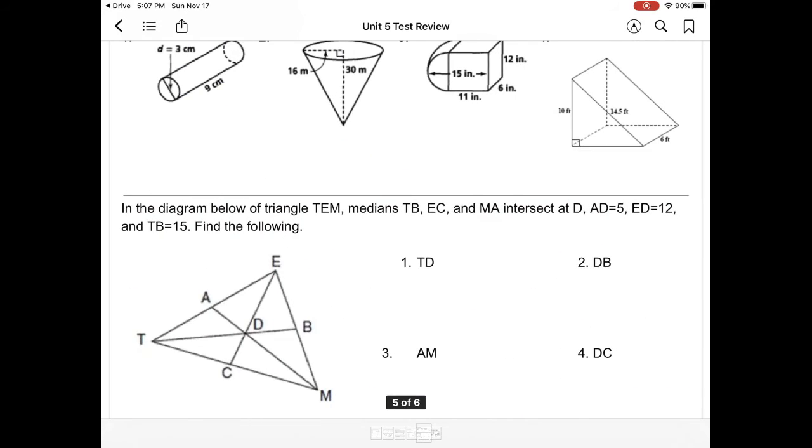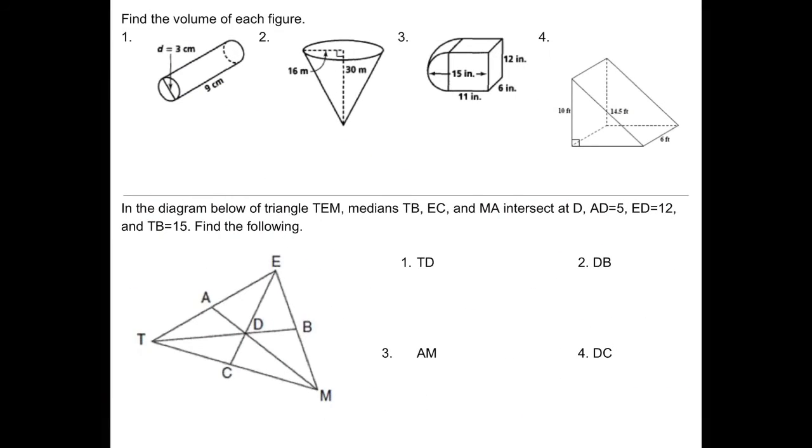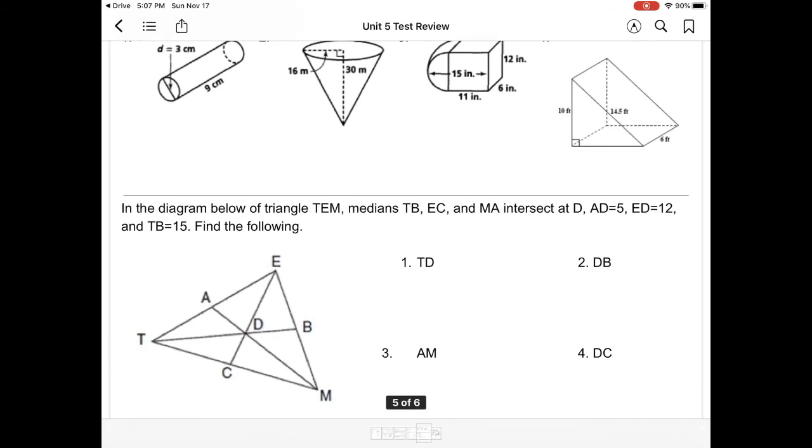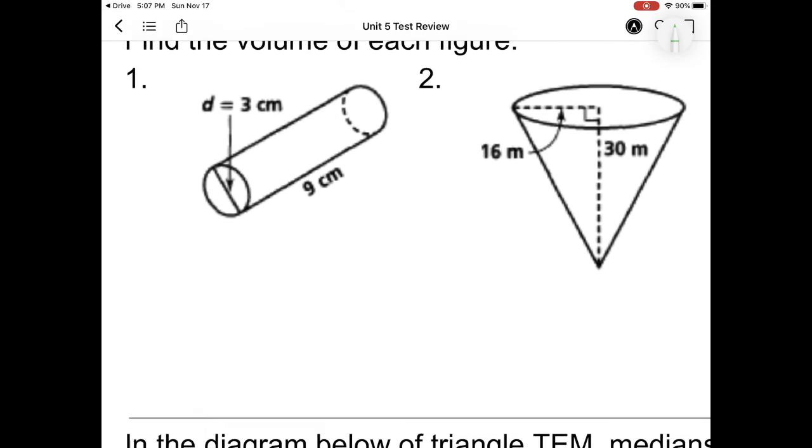All right. In the last two sections, we are asked to find the volume of each figure. So in the first one, we have a cylinder. Cylinder volume equation is pi r squared times h. We're given our r, which is 1.5 squared. Again, we were given diameter, so we had to find our radius by dividing by 2. And then our height is 9.